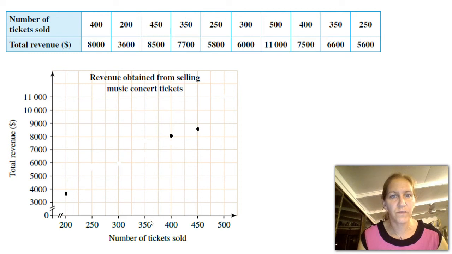Next one, 350 and 7,700, so about here. And so on. So we'll create our other data points, just going along one data point per set of x and y values. And that's how we create a scatter plot.